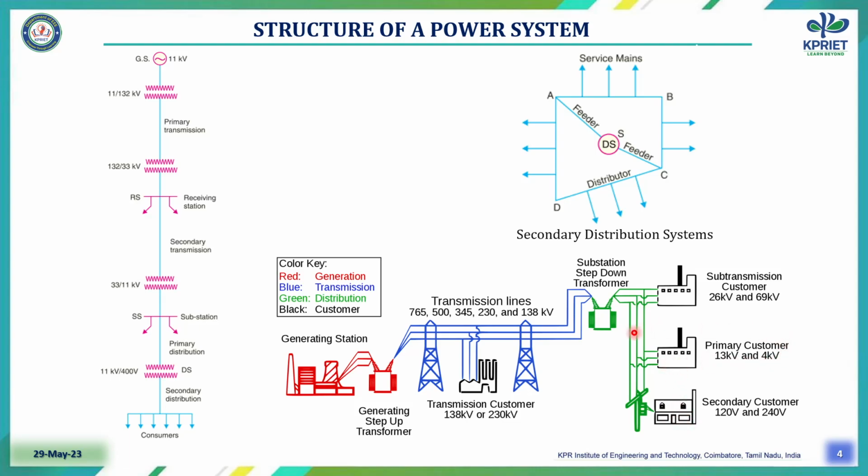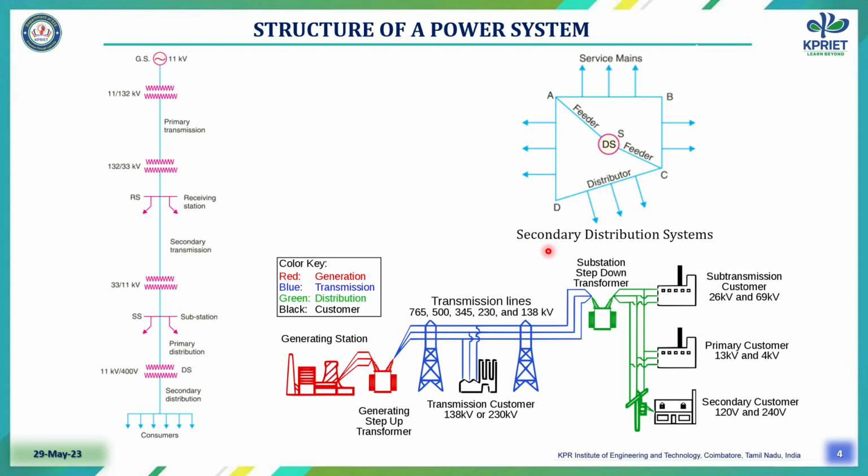Then it will be distributed to the primary and secondary consumers, depending upon the voltage rating. In terms of kV, we use it for the primary consumer, the HT consumer. Then we use it for the secondary consumer. So this is the secondary distribution system. How is the secondary distribution structured?